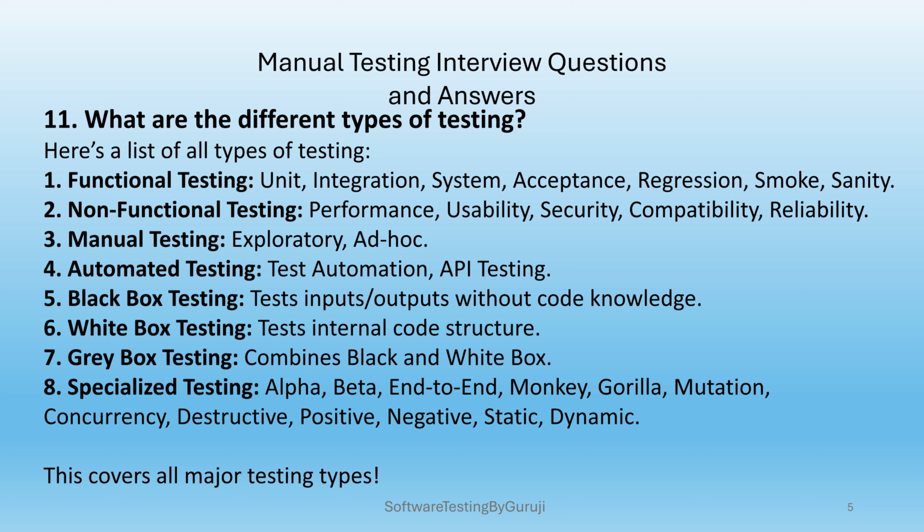Fifth one is black box testing: test inputs and outputs without code knowledge. Sixth one is white box testing: test internal code structure. Seventh is gray box testing, which combines black and white box testing. Eighth is specialized testing: alpha testing, beta testing, end-to-end testing, monkey testing, gorilla testing, mutation testing, concurrency testing, destructive testing, positive and negative testing, static and dynamic testing. This covers all major testing types. So let's move to another question.